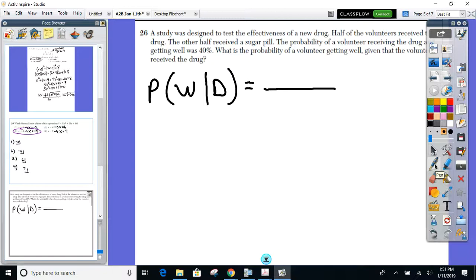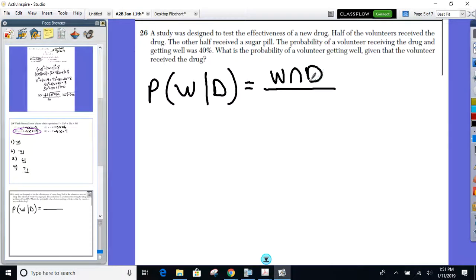All right, here we go. According to the formula, if I'm going to find W given D, on top should be what? W and D. Yeah. And what should go on the bottom? The given D. All right. Let's see how much info this problem gives us. Does it give us getting well and given the drug? Getting well and the drug. Do we have that probability? 40%. Everyone see that? Probability of the volunteer receiving the drug and getting well is 40%. So 0.4, turn into a decimal.